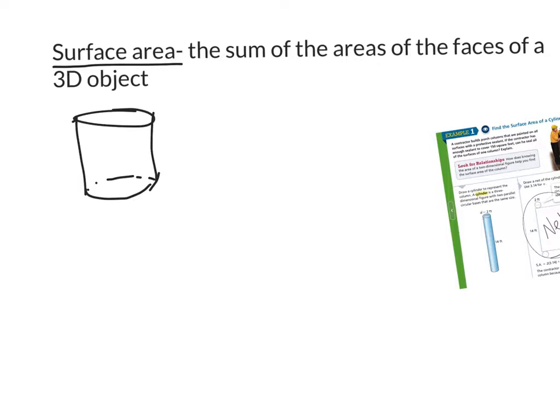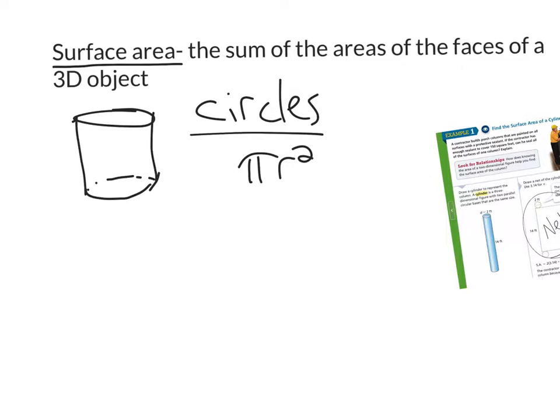So again, we know the top and the bottom are going to be circles. The area of a circle, we have that on our reference sheet. So the area of a circle is pi r squared. Now since we have two circles, we can say 2 times pi r squared, or you can do pi r squared times 2 if you want.